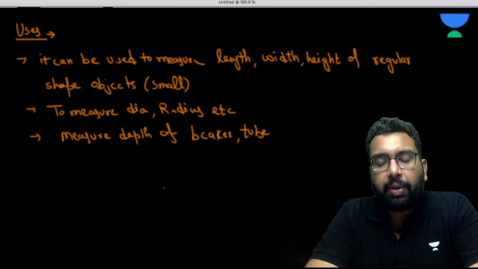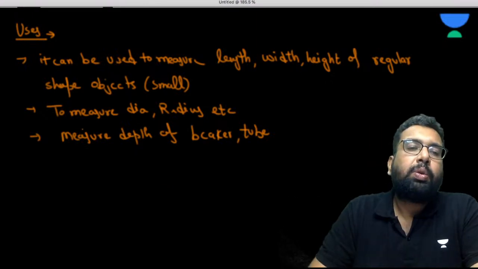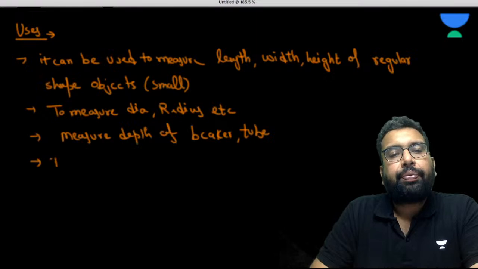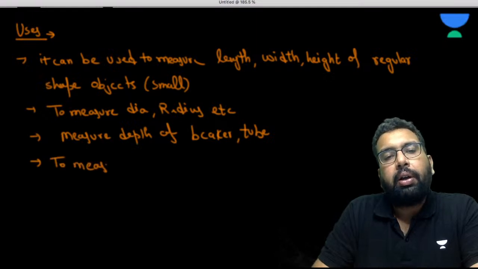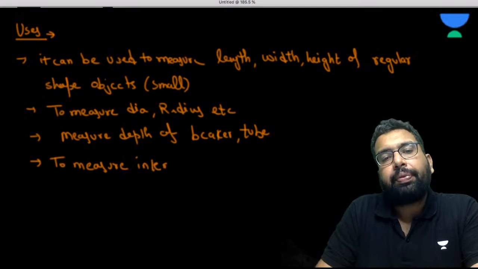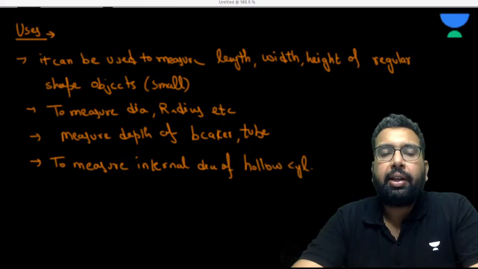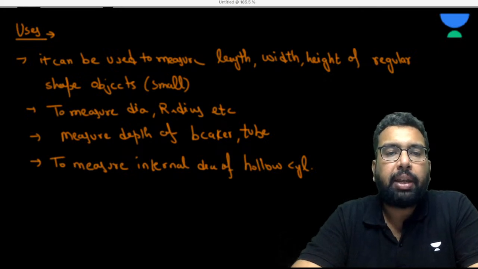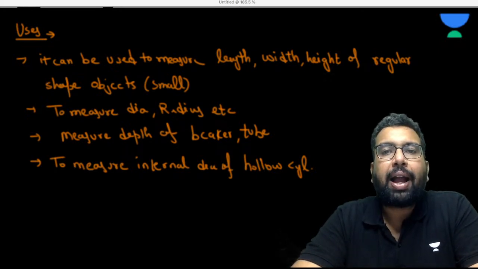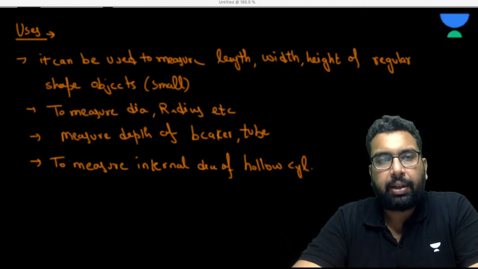I hope it is fine to everyone. And it can also be used to measure internal diameter. It can be used to measure the internal diameter of any object, of some hollow object or hollow cylinder, something. So basically the Vernier caliper is something which can be widely used. It has quite a wide use case.